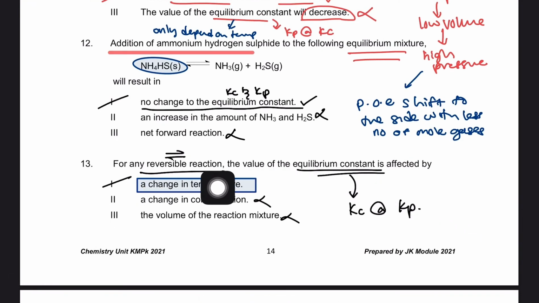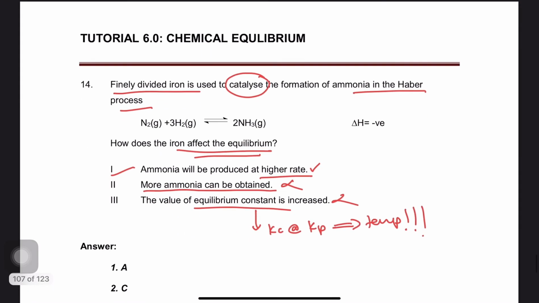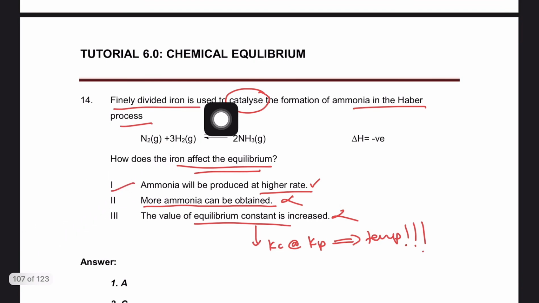Question 13. For any reversible reaction, the value of the equilibrium constant is affected only by the change in temperature, not the concentration, not the volume. And the final question. A finely divided iron is used to catalyze the formation of ammonia in the Haber process. How does the iron affect the equilibrium? The ammonia will be produced at a higher rate? Yes, addition of a catalyst increases the rate of both the forward and reverse reaction. So obviously ammonia is going to be produced at a higher rate.